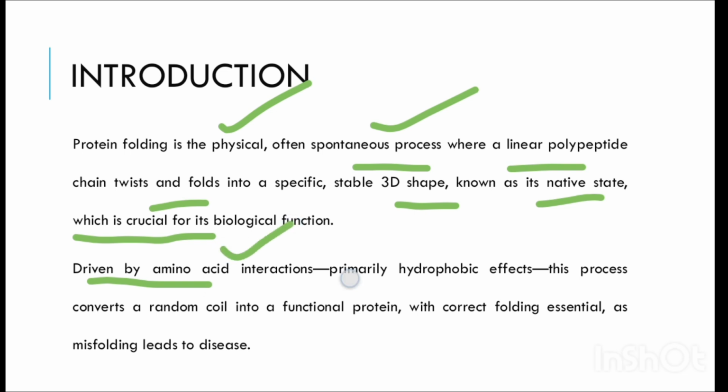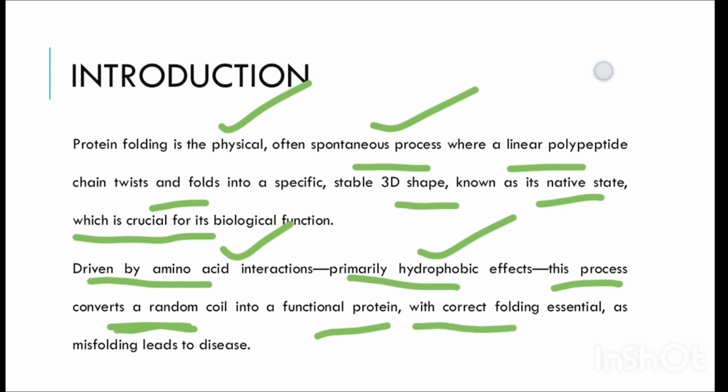Driven by amino acid interactions, primarily the hydrophobic effect, this process converts a random coil into a functional protein. So what is the main force which plays a role in protein folding? It is the hydrophobic effect, and it converts the random coil of protein into a functional protein, into a specific shape, with correct folding essential, as misfolding leads to disease. So that is the basic idea about protein folding.